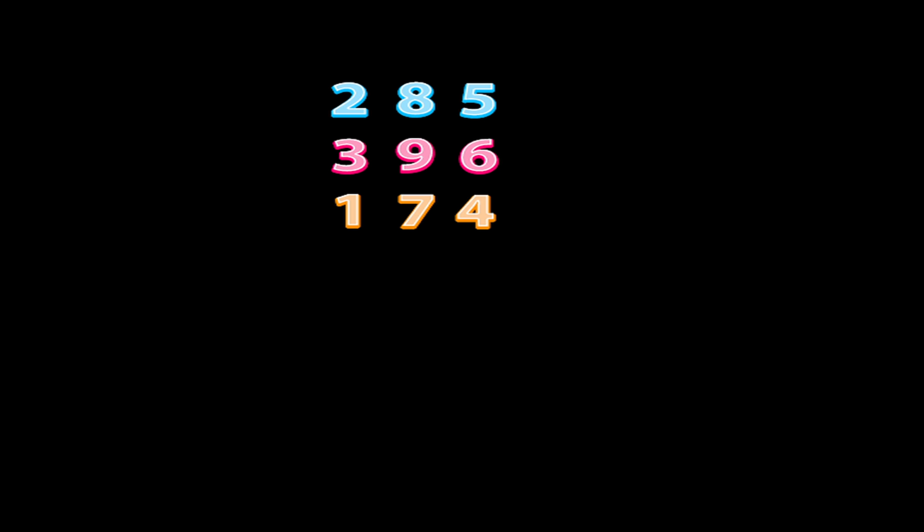In this next graphic, I decided to shift a matrix. You'll notice that the 1, 7, and the 4 is now at the bottom, and I moved up the 3, 9, and the 6 to the center, and the 2, 8, and the 5 to the top.